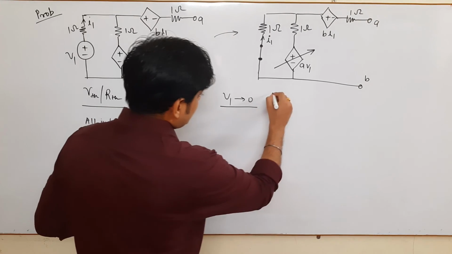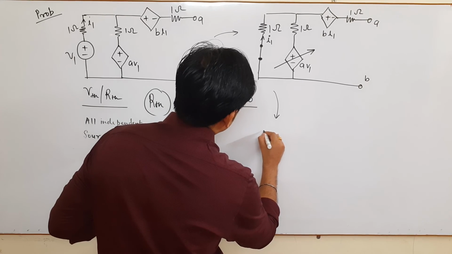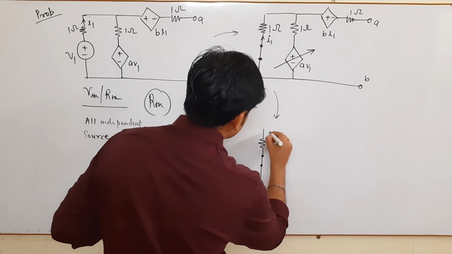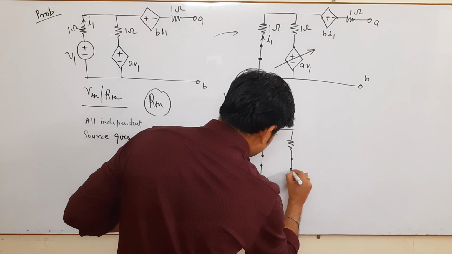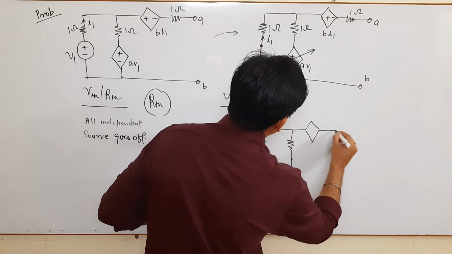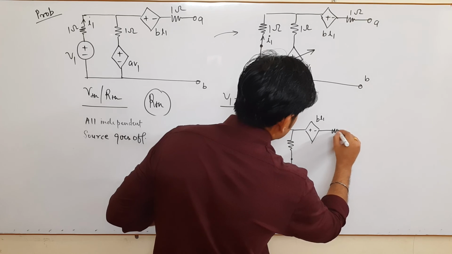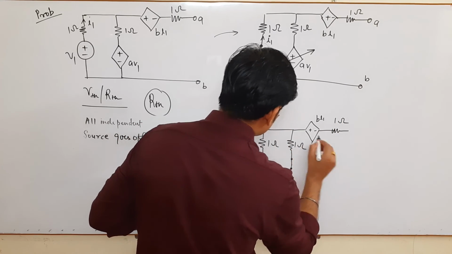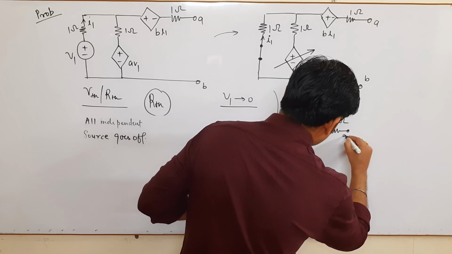Once again I am redrawing this network here. So this network comes to be what? It is in this fashion. Again, this is short circuited. Here is your resistance 1 ohm. This is also short circuited. Here is BI1, and here is your resistance 1 ohm. This is the current I1, and here is your terminal AB.